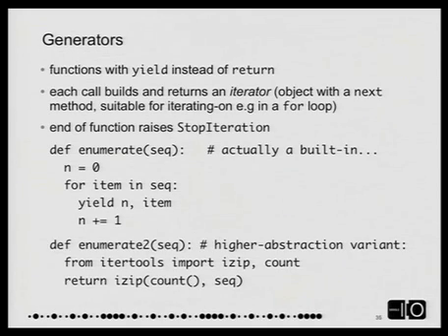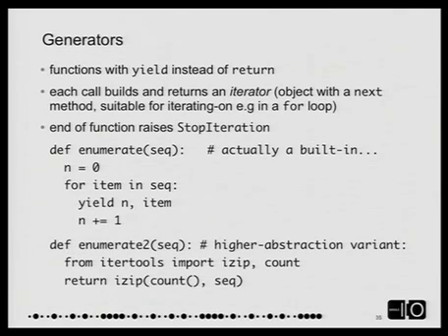Generators are functions which, instead of returning a value, yield values. The keyword is yield, Y-I-E-L-D, instead of return. What's the difference? A return gives a result and terminates the execution of the function. A yield gives a result and suspends the execution of the function at that very spot until further notice.